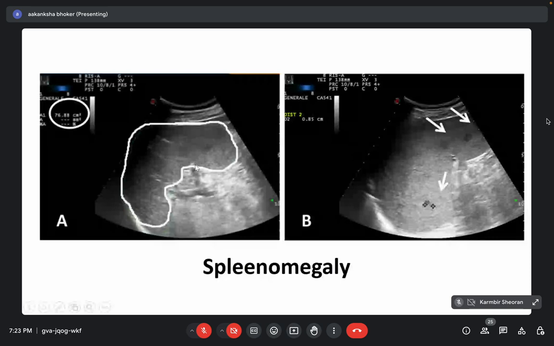The other criteria to judge that spleen is enlarged, if the width of the spleen is more as compared to the renal width, renal cortical width, again we will say it to be a splenomegaly, or at the level of splenic hilus, then there also we can measure the width. So these are some of the examples where we can see the spleen is enlarged.